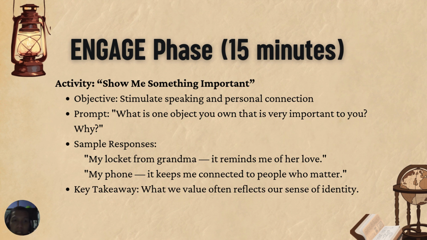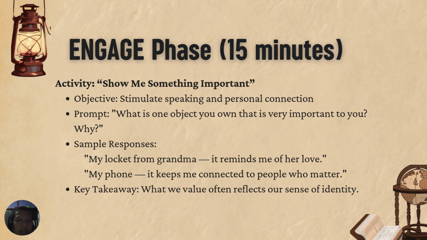Sample responses from the students would be: my locket from grandma, it reminds me of her love. My phone, it keeps me connected to people who matter. The key takeaway here is that what we value often reflects our sense of identity, which also sets up the theme of the story, which is materialism and identity. Next slide.